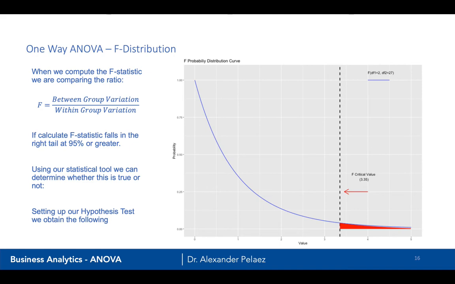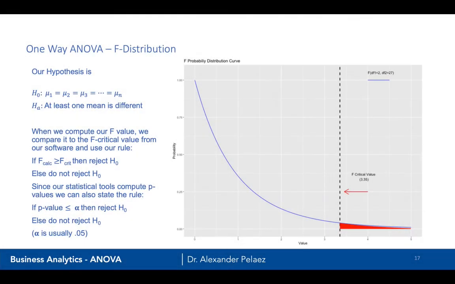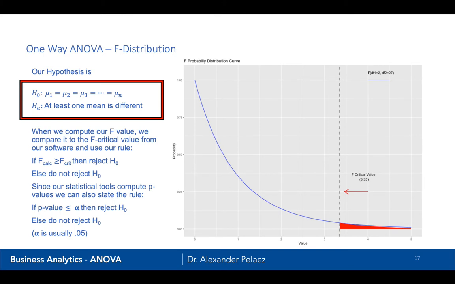So with setting up our hypothesis test, we obtain the following. Again, we have our null hypothesis where the means are equal. We have our alternative hypothesis where at least one mean is different. When we compute our F value, we compare it to the F critical value from the software, and then we use our rule. If the F calculated is greater than the critical value, we reject the null hypothesis. Otherwise, we do not reject the null hypothesis. Since our statistical tools compute p-values as well, it's better for us to do: if p-value is less than or equal to alpha, we reject the null hypothesis. Otherwise, we do not reject the null hypothesis, and our significance level is 0.05.